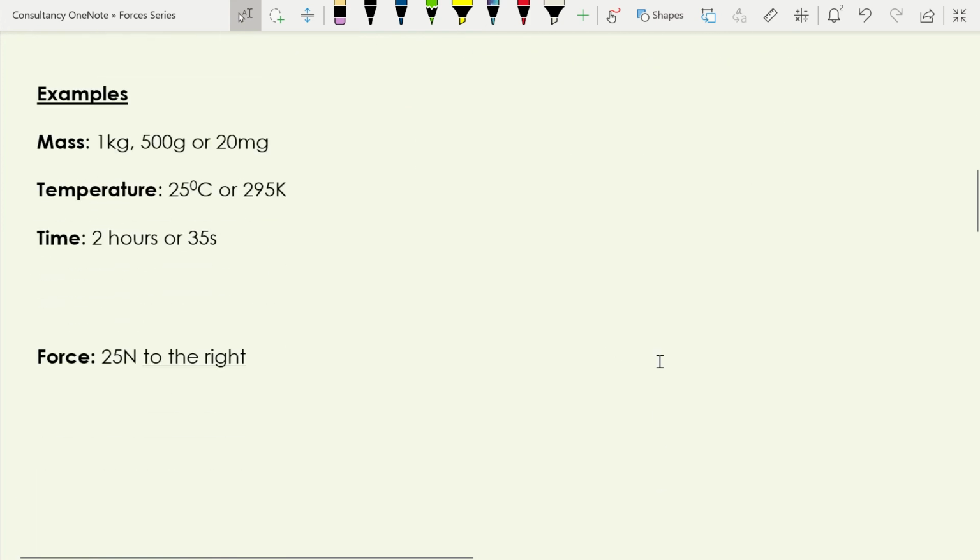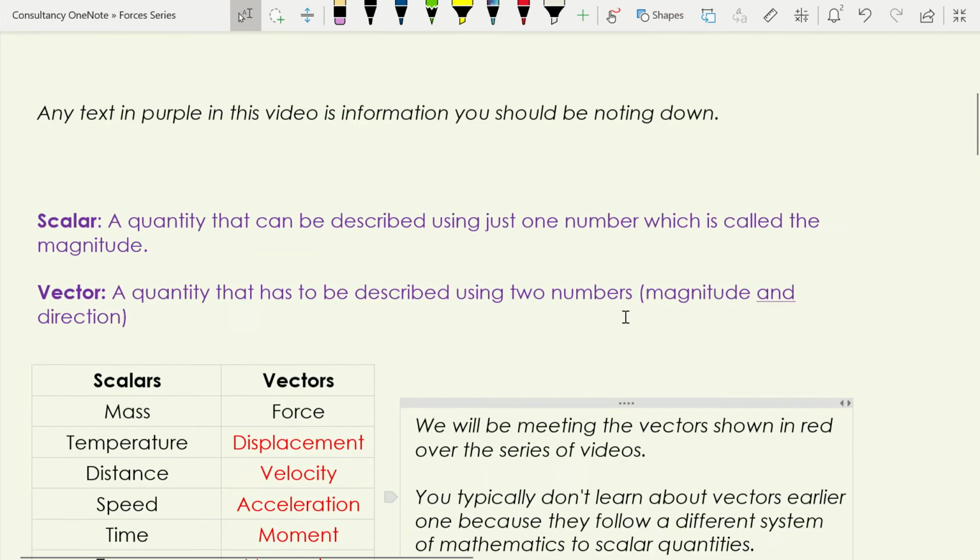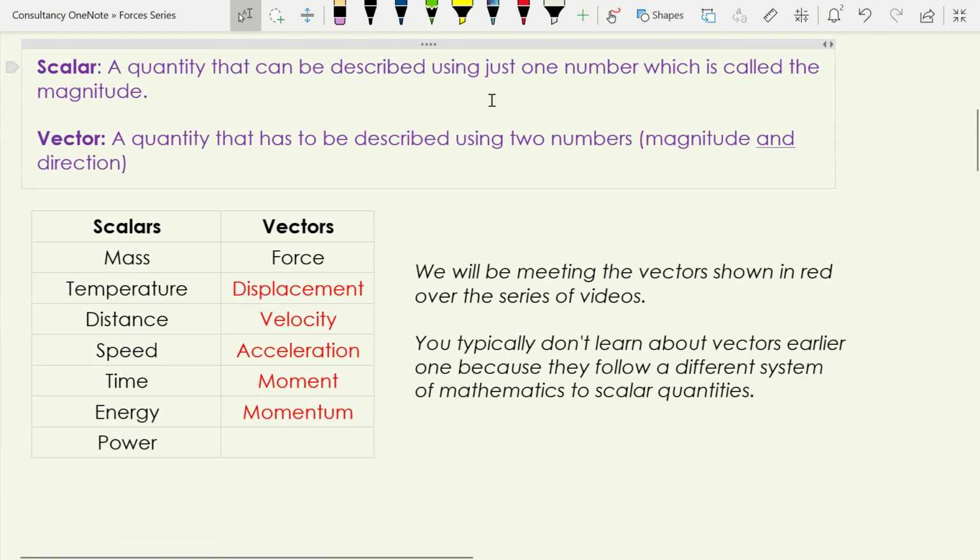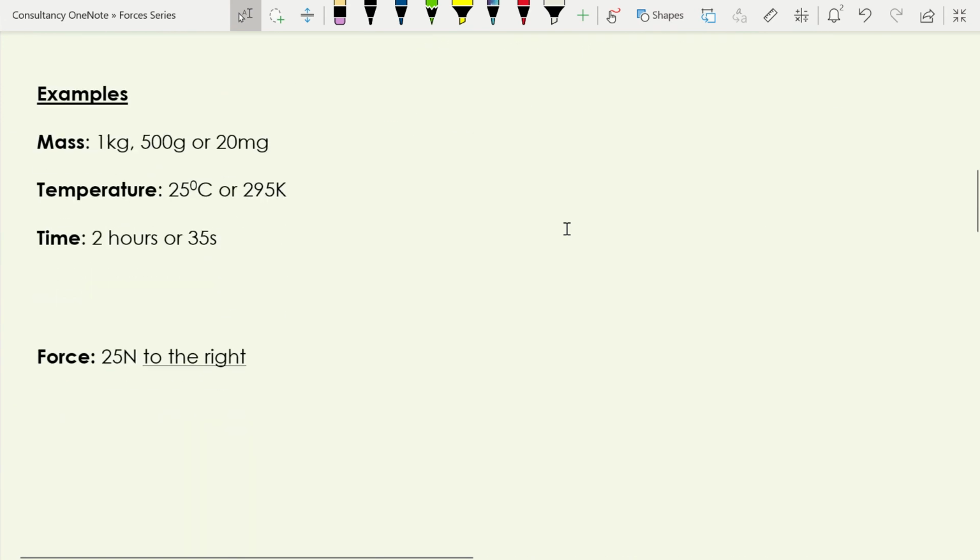So let's show some examples of what I've said here. Scalars need one number to describe them, vectors need two things to describe them. So you see, mass can be described just using 1 kilogram or 500 grams or 20 milligrams. Time can be just 2 hours or 35 seconds. Although the number comes with a unit, it's described just using one number. Now, something like a force, which is a vector, needs two numbers to describe it.